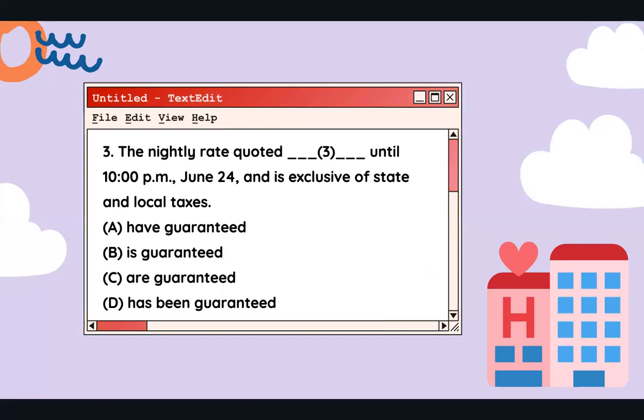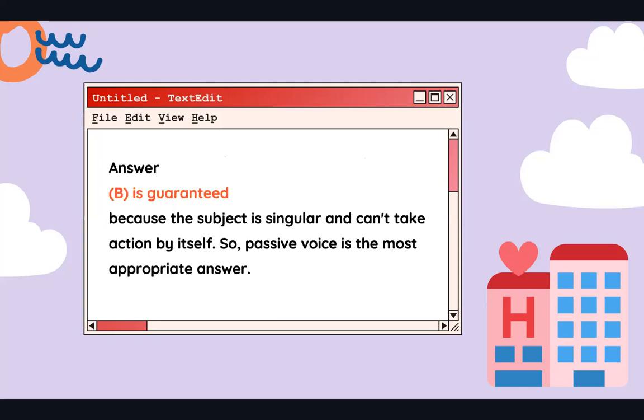The nightly rate, blah, blah, blah, until 10 p.m. June 24, and is exclusive of state and local taxes. Should A, have quarantined, B, is quarantined, C, are quarantined, or D, has been quarantined. Please type your answer in your chat box. Okay, let's see the answer. The answer to this question is B, is currently, because the subject is singular and it can't take action by itself. So the passive voice is the most appropriate answer.